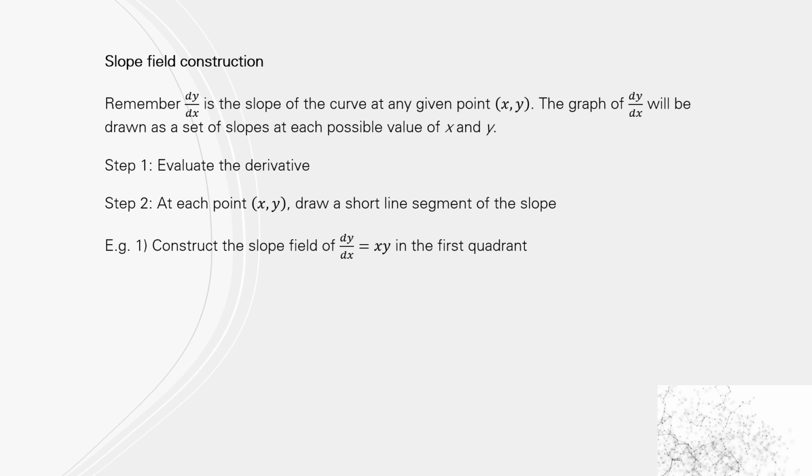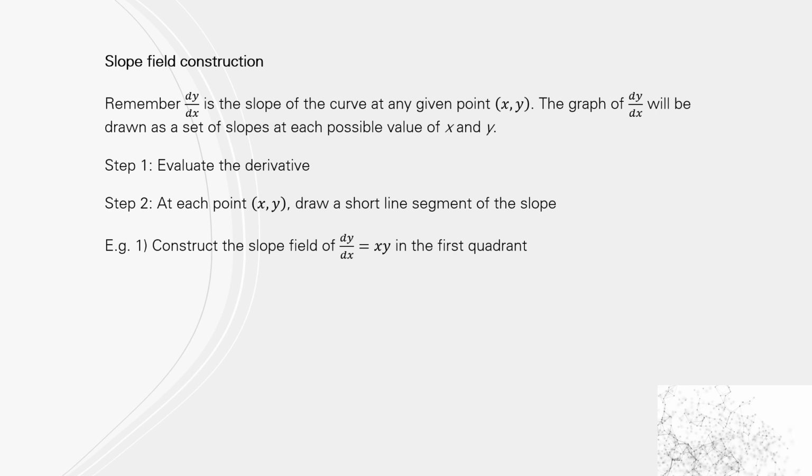Now we're going to focus on whole numbers for this rather than get into the nitty-gritty of decimals, and that's what you'll tend to see in exam questions. They may introduce halves, but they won't necessarily go all the way down to decimals. So the steps are: evaluate the derivative, and if it's not given to you, evaluate it using work we've done in past lessons. Then at each point, draw a short line segment of the slope.